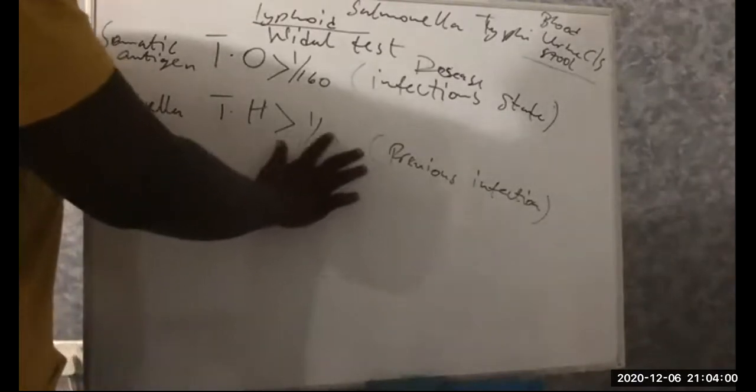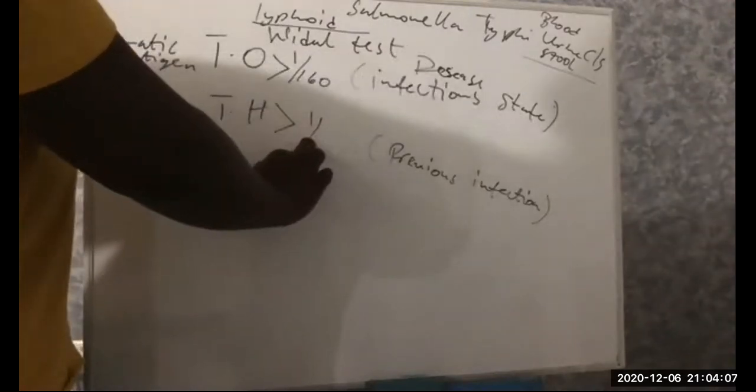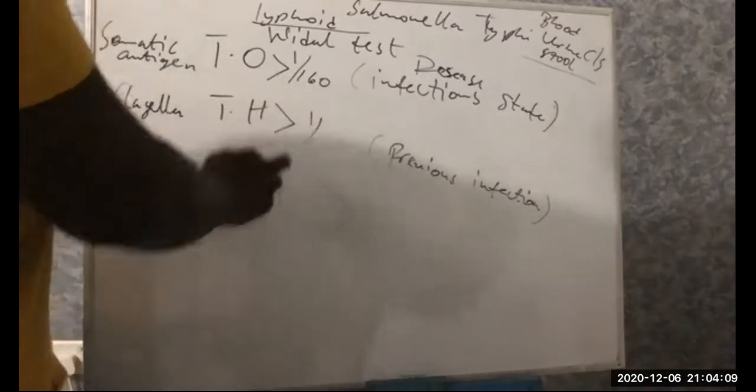So assuming someone comes and the TO is 160 and above, you think of the infection. But if the person is healed from the infection, then the TH will start increasing. This TH usually increases slowly, but the TO in an infectious state will increase fast. During the healing phase, the flagellar TH will start increasing.